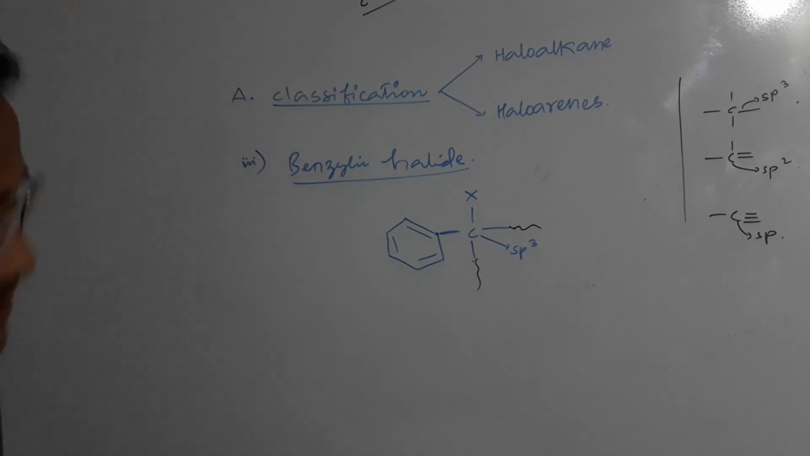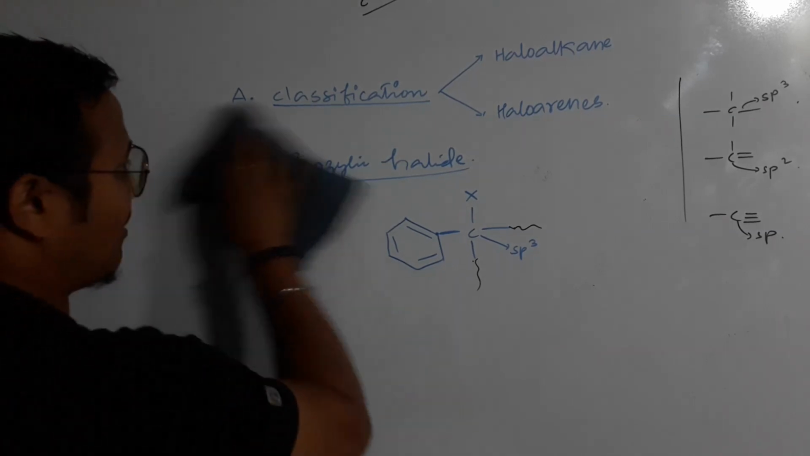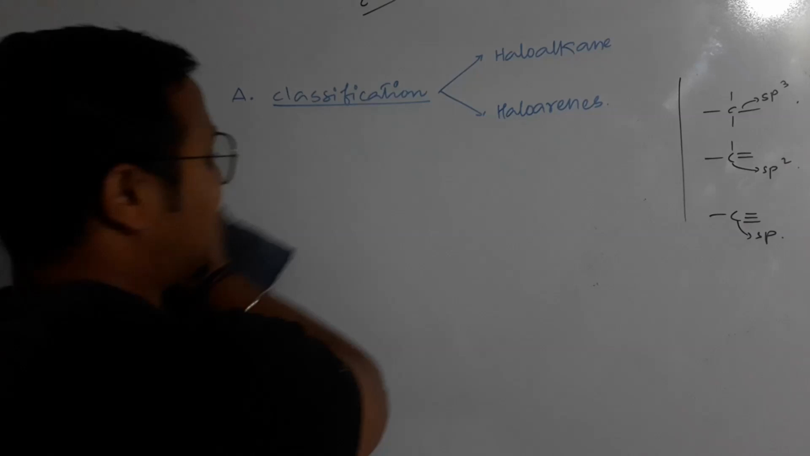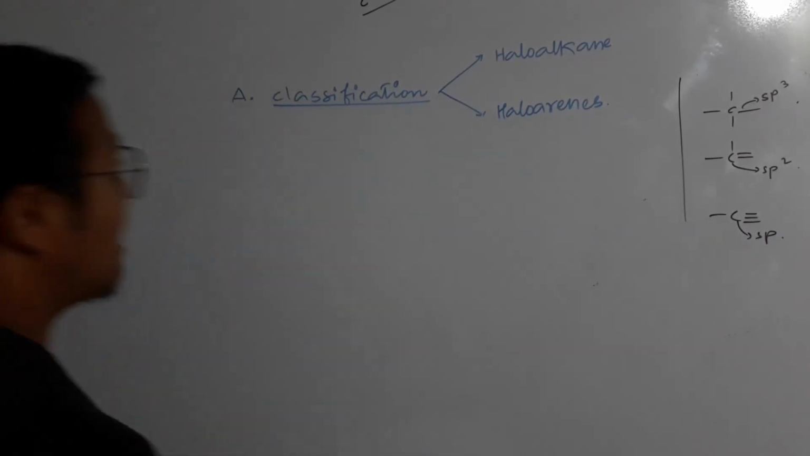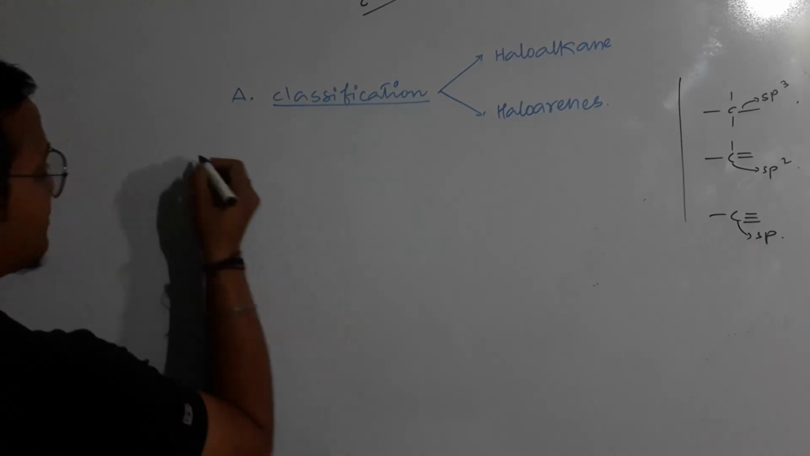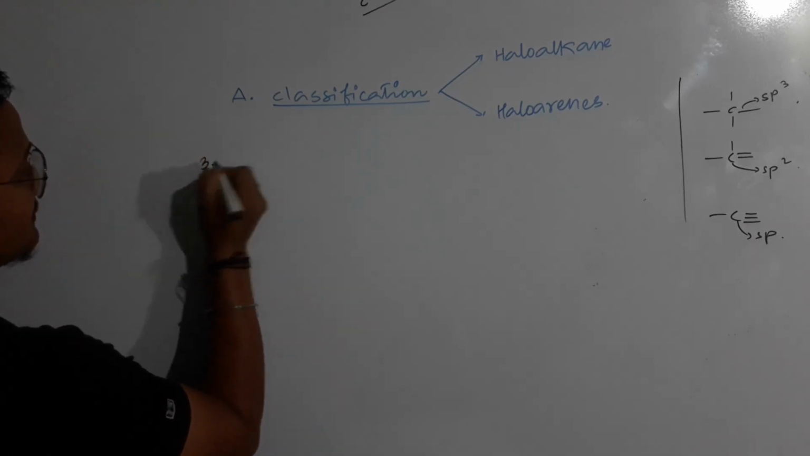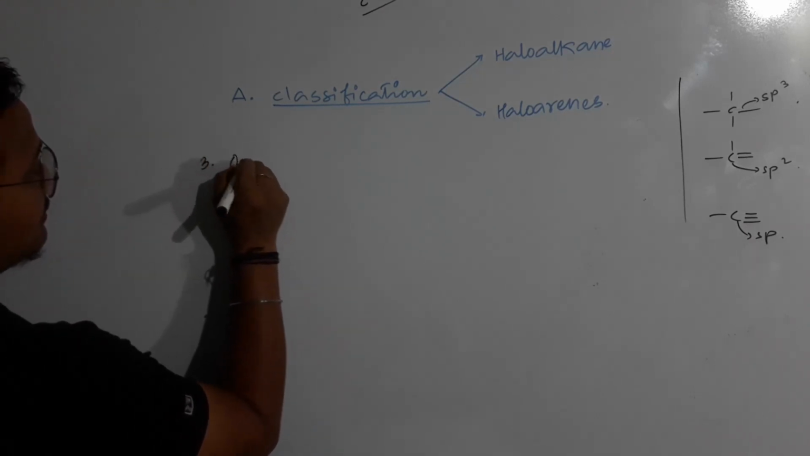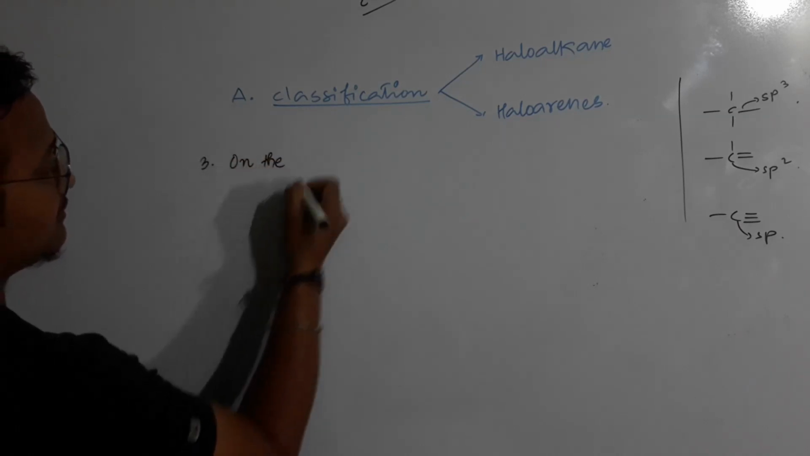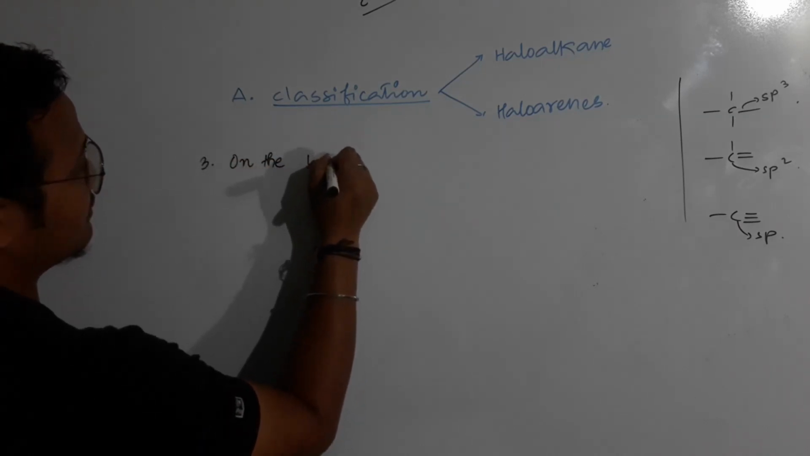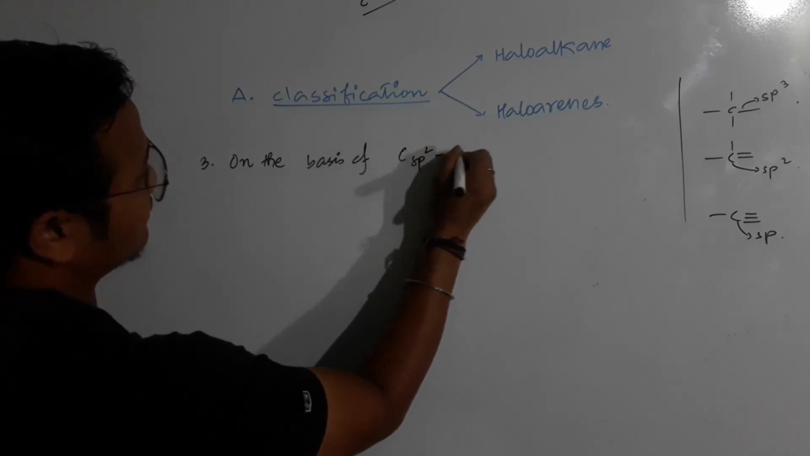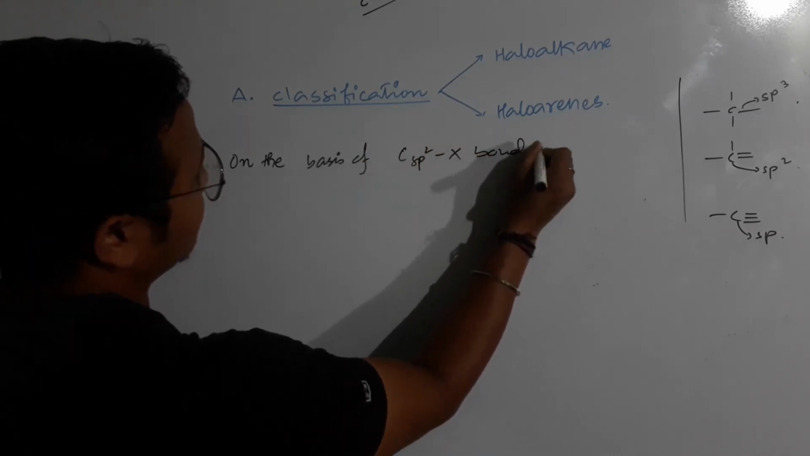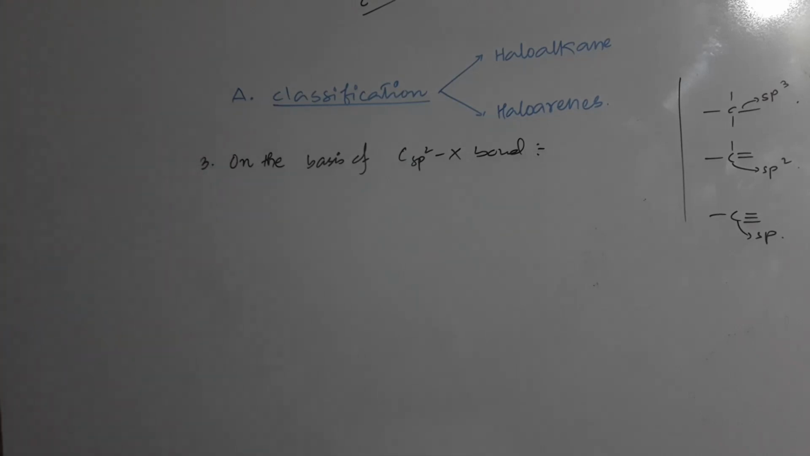Okay, so this is depending on what? On the basis of the sp3 carbon halogen bond, right? The sp3 carbon halogen bond means the carbon is sp3. Okay, so this is the next one.